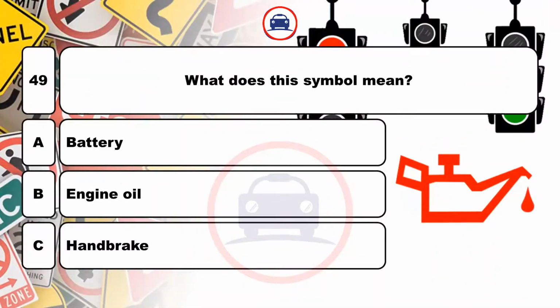What does this symbol mean? A. Battery. B. Engine oil. C. Handbrake. Correct answer B. Engine oil.